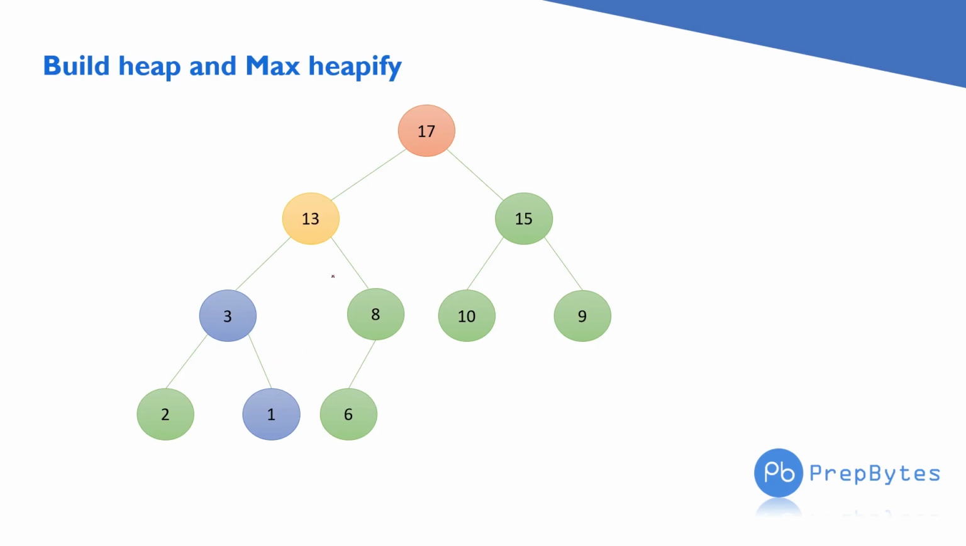Now you can see that the whole tree is max heapified. So 17 is the largest element of 13 and 15, correct? 15 is the largest element for 10 and 9, correct? 13 is the largest element for the whole subtree, as you can see. So 3 and 8 also. 3 is the largest element for 2 and 1. 8 is the largest element with 6. So we have our max tree.